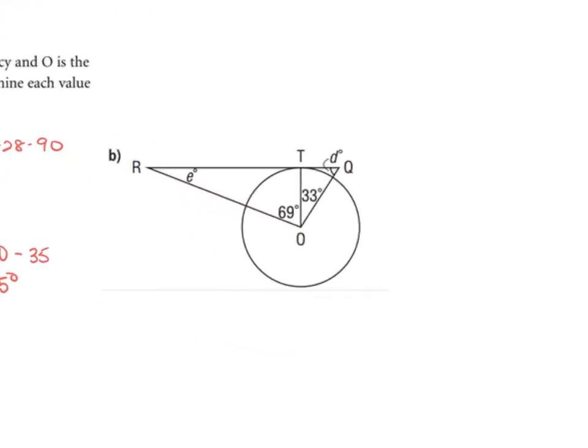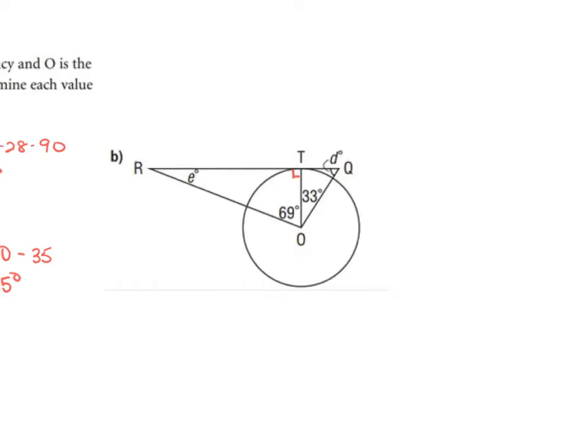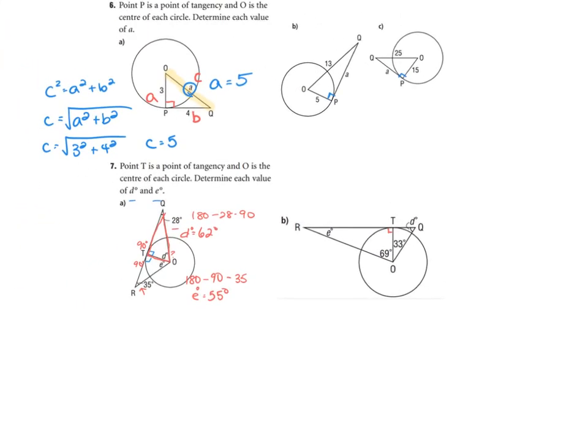And B would be the exact same thing. So just make sure you know where that right angle is. It would be there. You can use that property to help you figure out the missing angle.